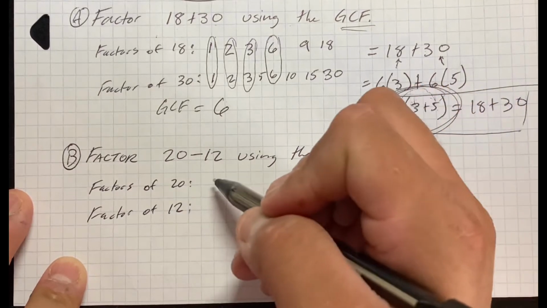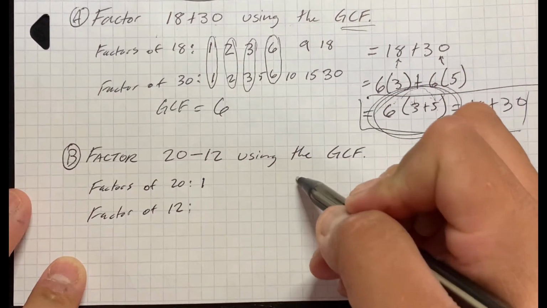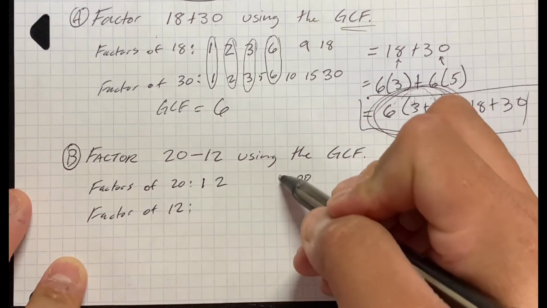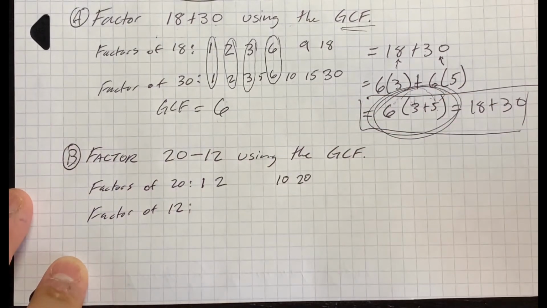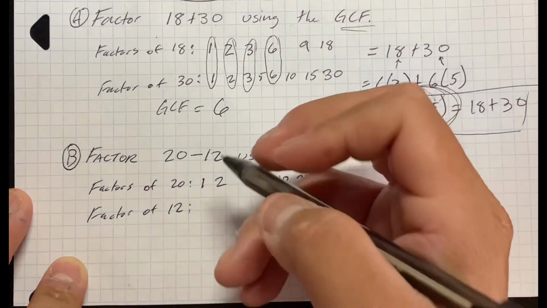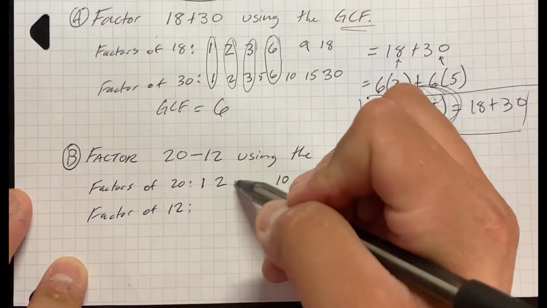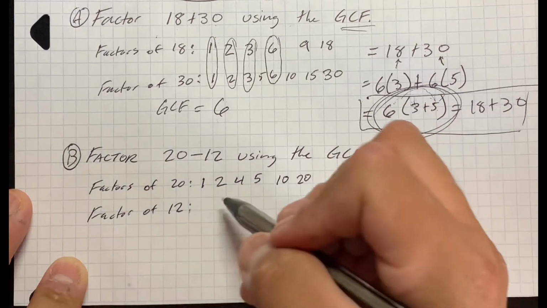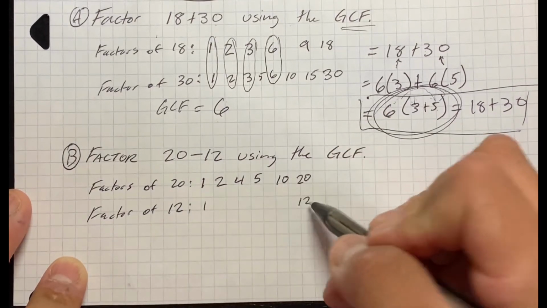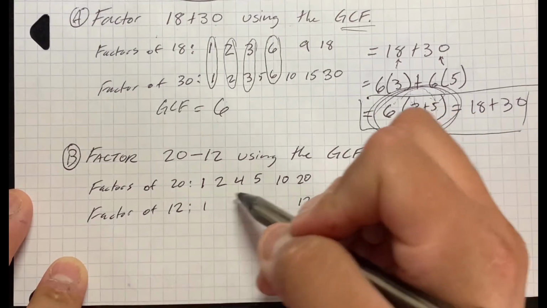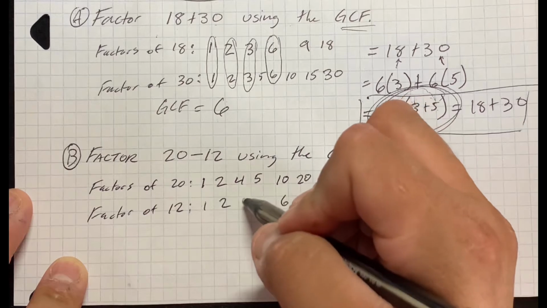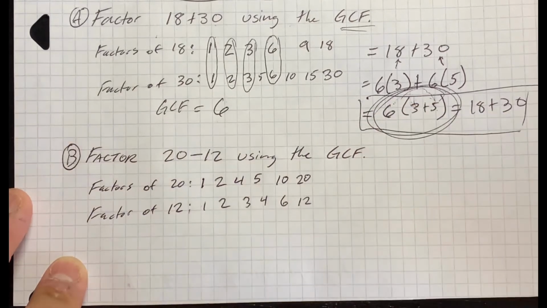So let's see here. I do know that 1 times 20 equals 20. 2 times 10 equals 20. Let's see here. 4 times 5 also equals 20. So 4 times 5 equals 20. Now in factors of 12, 1 times itself, 1 times 12 equals 12. 2 times 6 equals 12. And 3 times 4 equals 12.